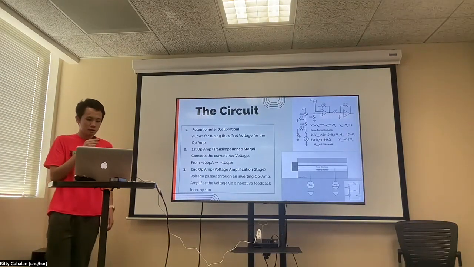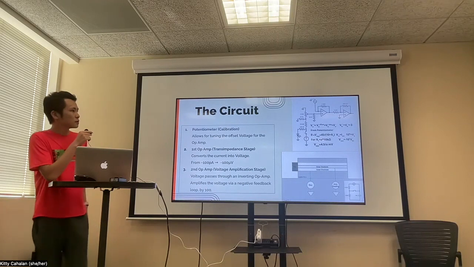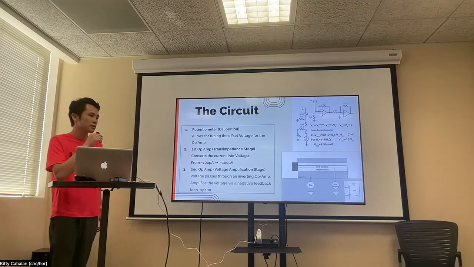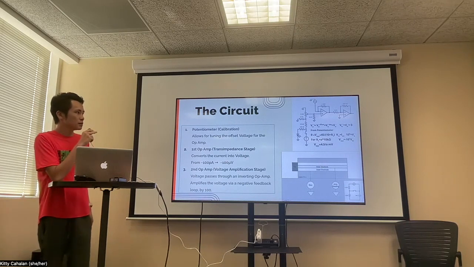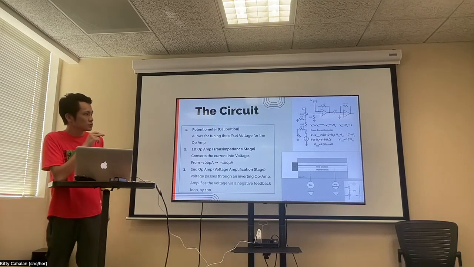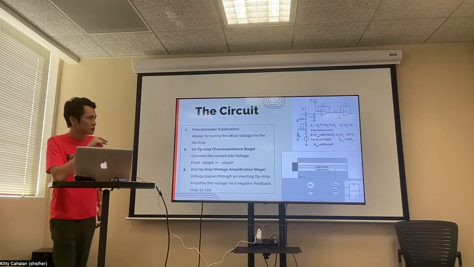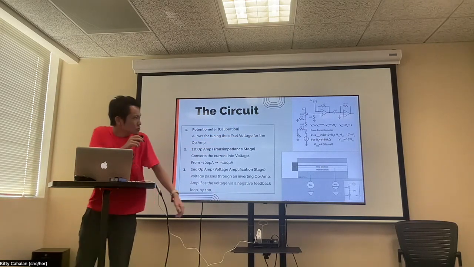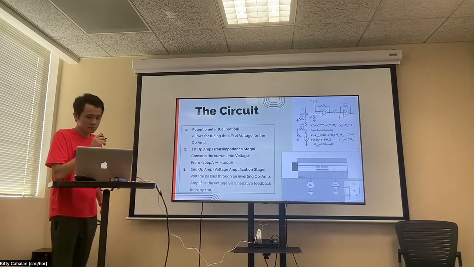For our circuit, there are three main components. The first component is the potentiometer. This allows us to calibrate the circuit so that the voltage going into the positive terminal of the first op amp is 0. And you can see the first op amp there, the triangle with the negative and the positive sign.